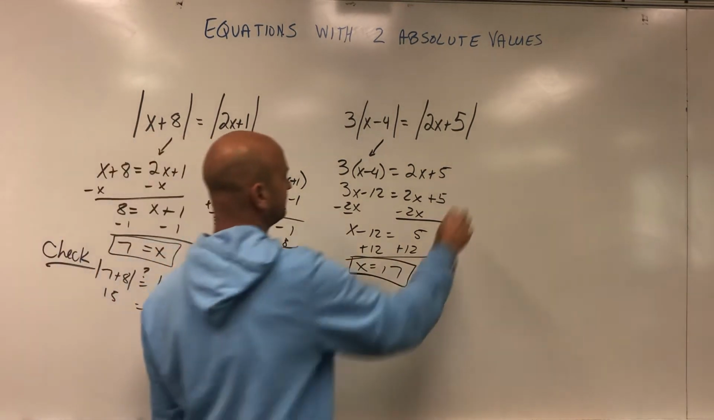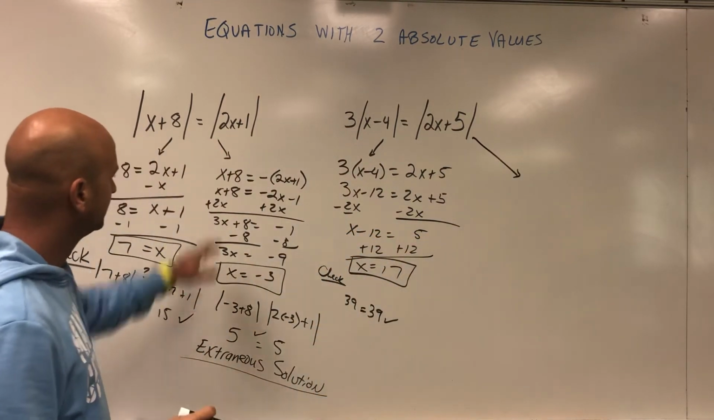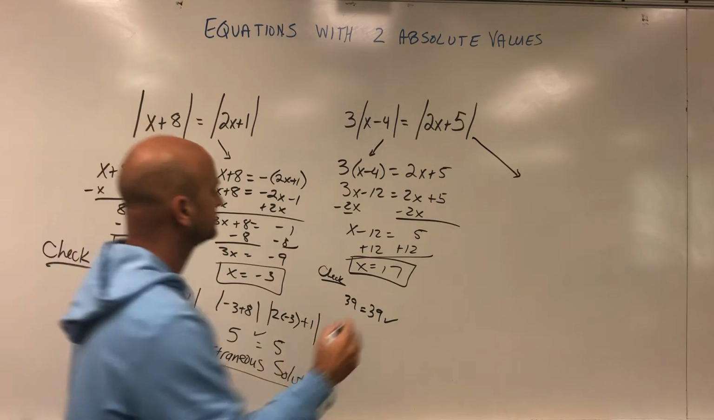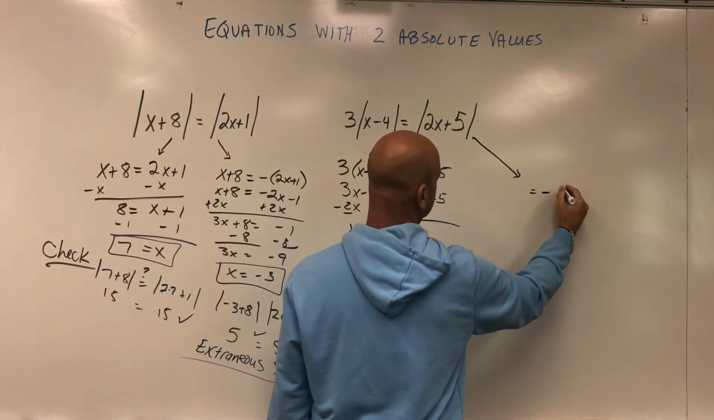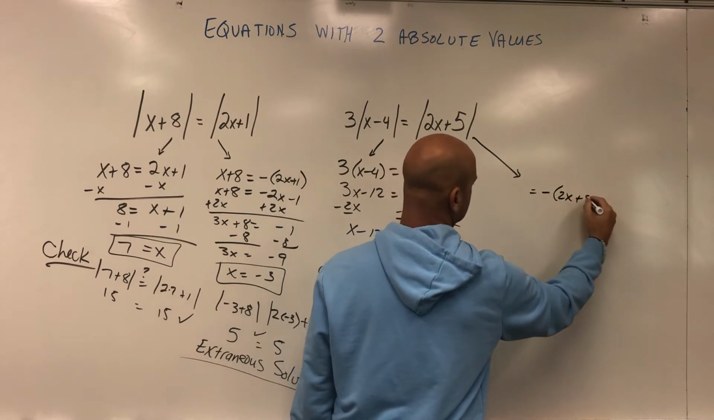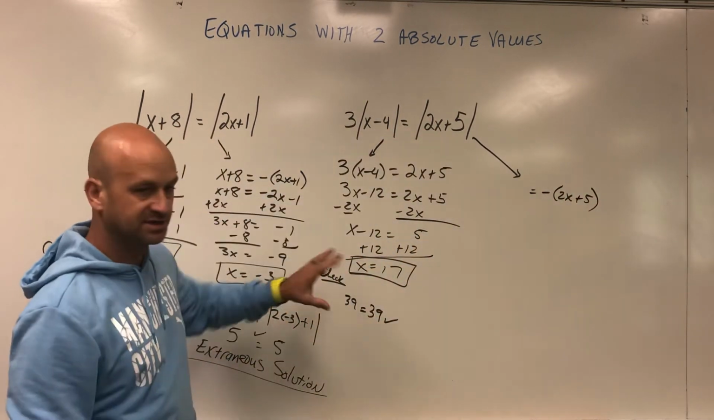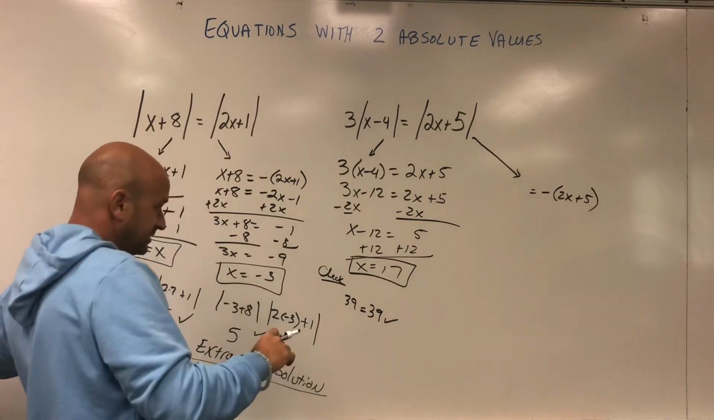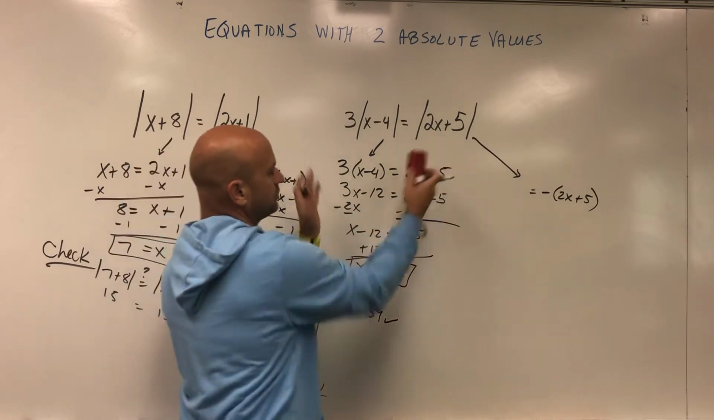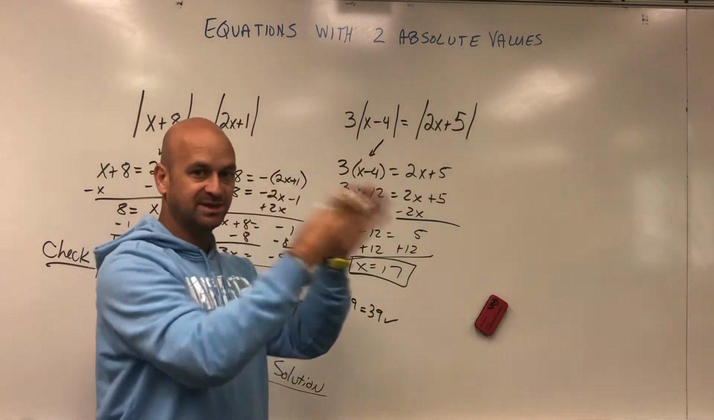Now, for the negative portion of it, again, we follow the same steps. This portion becomes negative in our equation. Then we would do the same thing and go ahead and solve. But I do want to point out one more thing. Normally, we take the right side and we make that part negative.